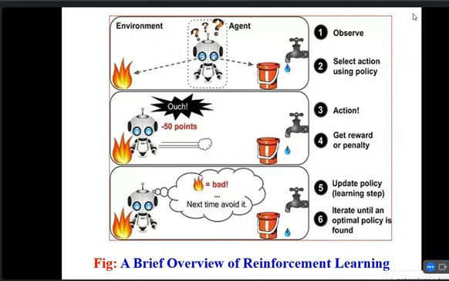Yeah. So 6 steps are there. Can you explain? So the first one is to observe the environment and then select action using the policy, because the agent will be programmed with certain policies and it has to function in accordance with the policy. And then the number 3 is action. Action is trying to apply the skills it has been inputted.